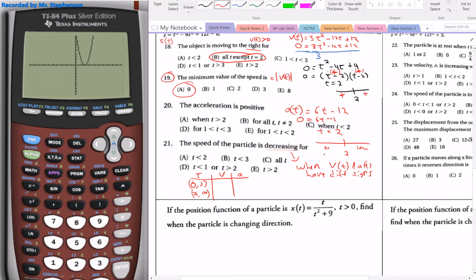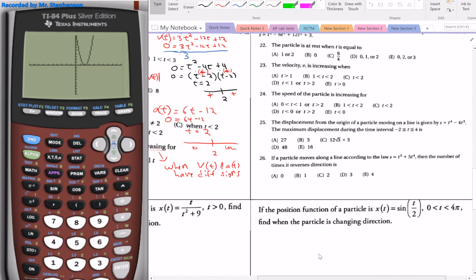Like, I haven't done the acceleration, but you'd be like, oh, well, from 0 to 2, the velocity is positive. I know the velocity is positive here, and then I'd fill these in, and if the signs are opposite, then it's slowing down. If the signs are the same, then it's speeding up. All right, so that's that.